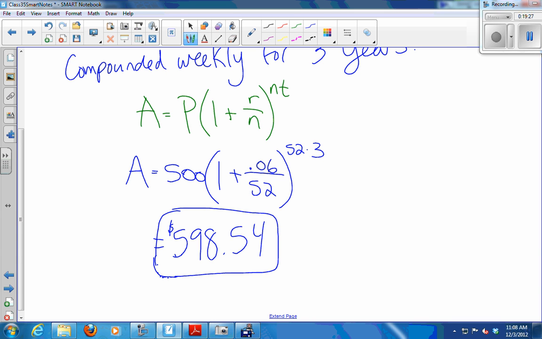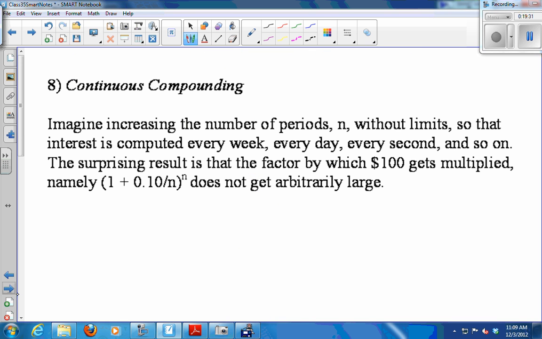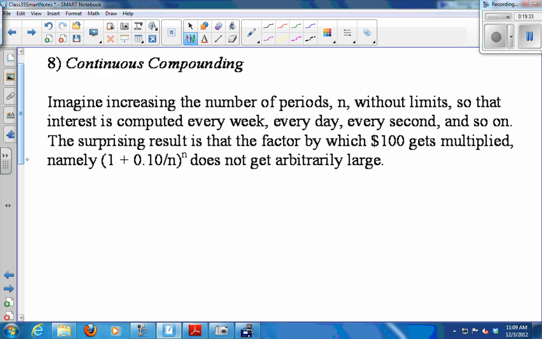Okay, so we okay with this? How to calculate this? All right. So we're going to move on to continuous compounding. So go back to our example with our $100 invested at 10% interest n times per year. What happens as we let the number of compoundings go to infinity, as we do more and more compoundings per year?